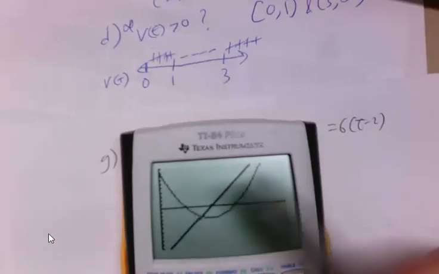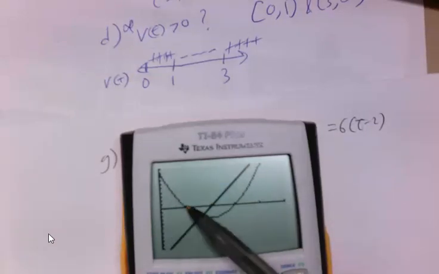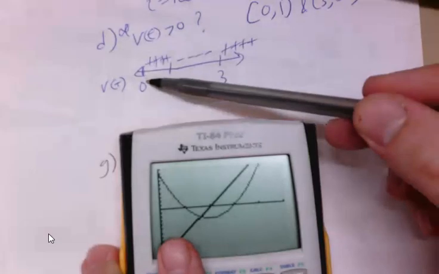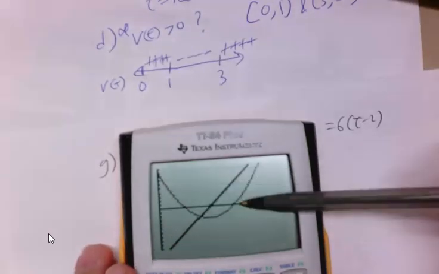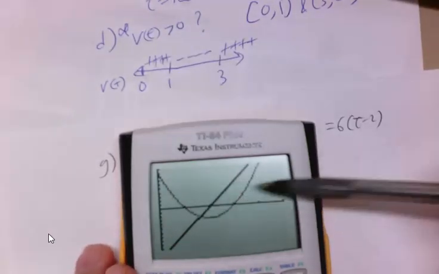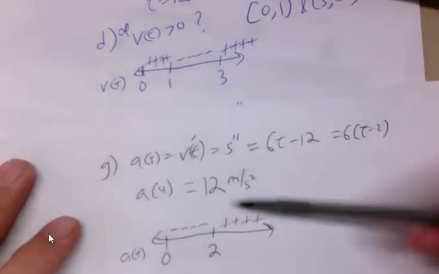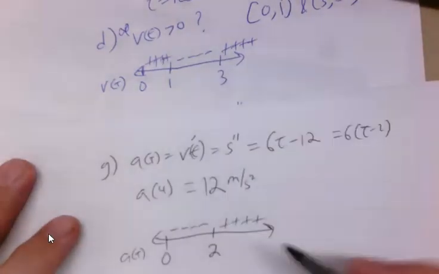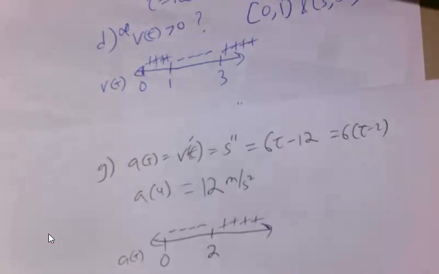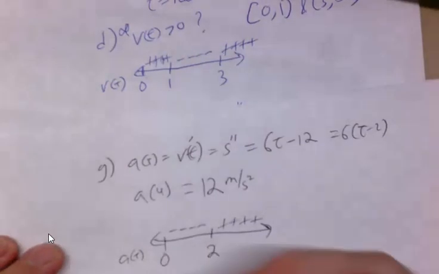Actually, I guess we did know the values ahead of time. 0 and 1 we knew from here, positive. 1 to 3, negative. 3 beyond, positive. And now you're just looking for when are these things the same. So let me actually just recopy the velocity one down here, right next to it, so everything's lined up.